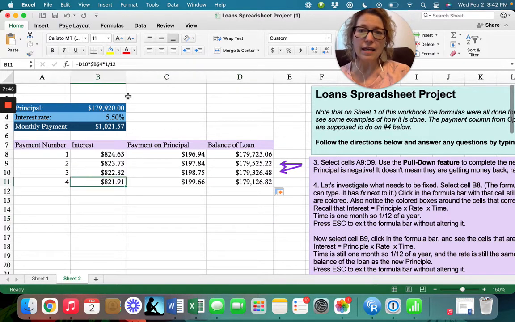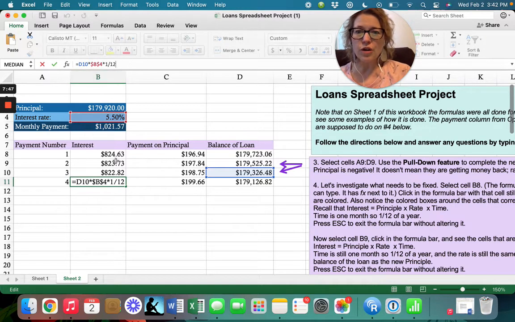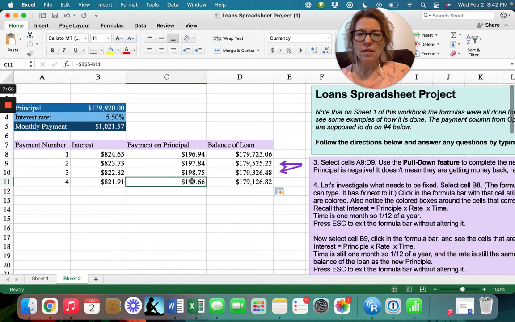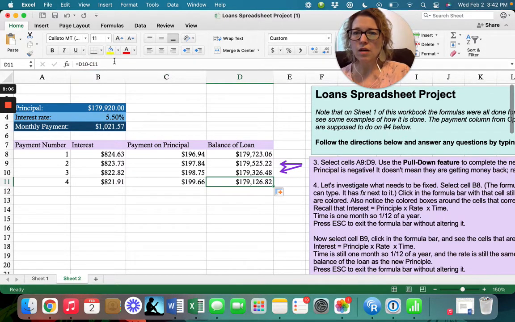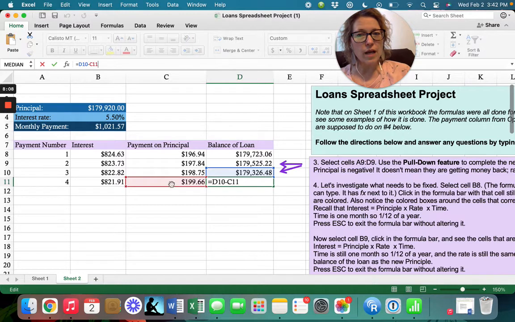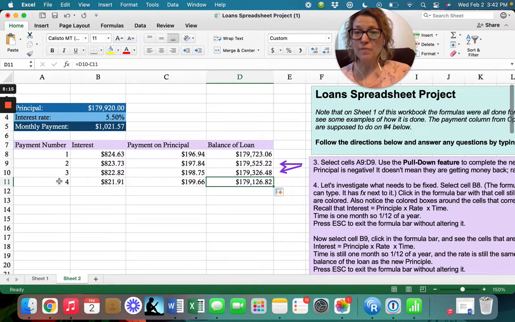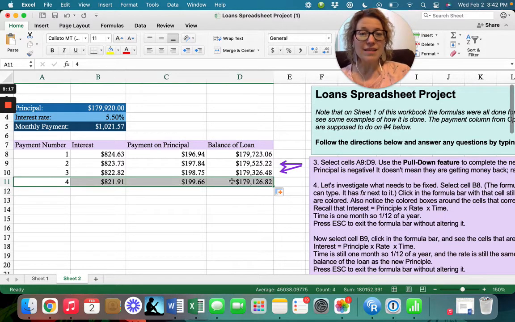I can even click in there and make sure that everything's happening right. Previous balance times the interest rate times the time, that 1/12. That's good. Escape to get out. Payment on principal, my monthly payment minus that month's worth of interest. That's good. Hit escape to get out. Balance of the loan. Previous balance minus the current payment on the principal. That looks great. Hit escape to get out. We're looking good. So now I'm ready to complete this table.